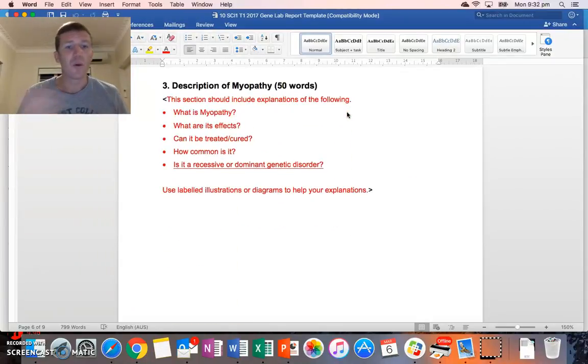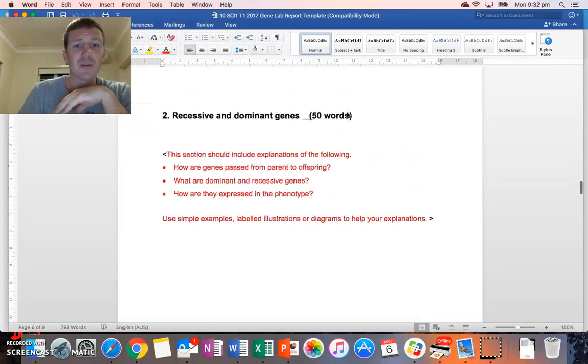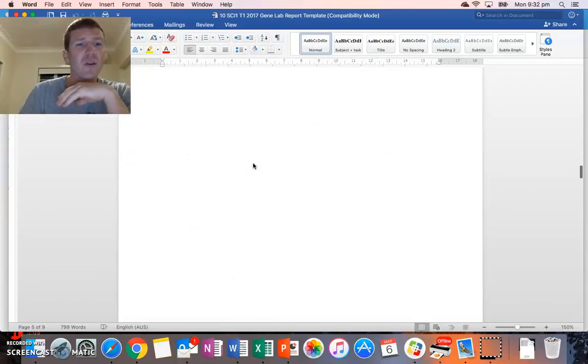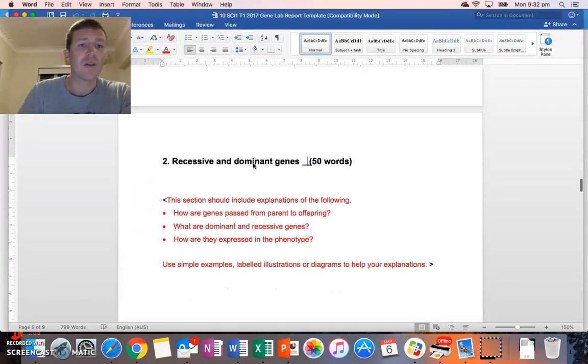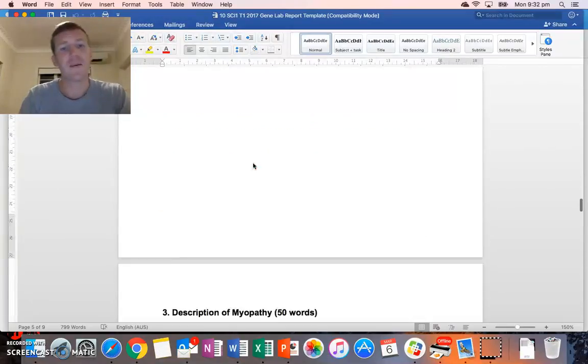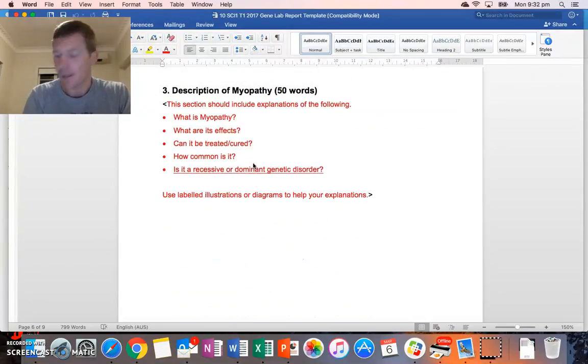Finally, the description of myopathy. What is myopathy? What are its effects? Can it be treated or cured? How common is it? Is it a recessive or dominant genetic disorder? Again, like before, it needs to be formal, so no I, we, me, or our. I did mention that up here as well. In either of these, or the introduction as well, not I, not we, it's this report is going to. A dominant gene is this, a recessive gene is that. Not I do this or we do that. Same thing down here.